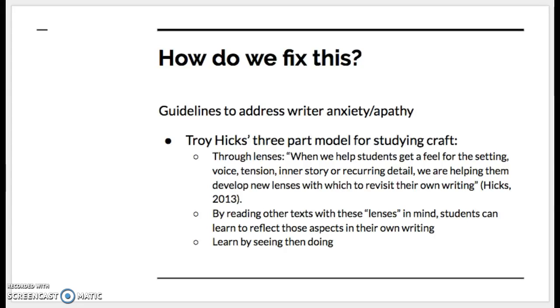When we help students get a feel for the setting, voice, tension, inner story, or recurring detail, we are helping them develop new lenses with which to revisit their own writing. By reading other texts with these lenses in mind, students can learn to reflect those aspects in their own writing and learn by seeing and then copying that in their own work.